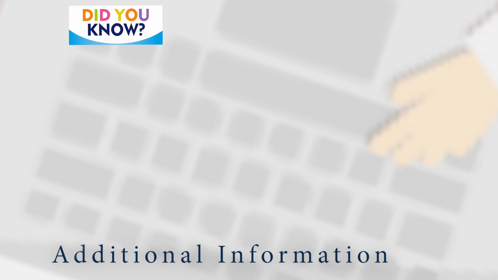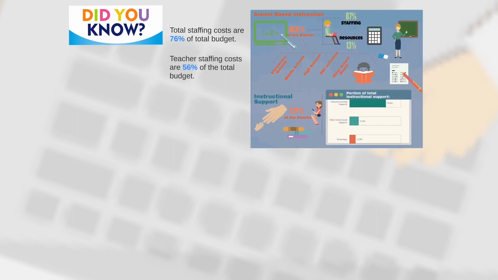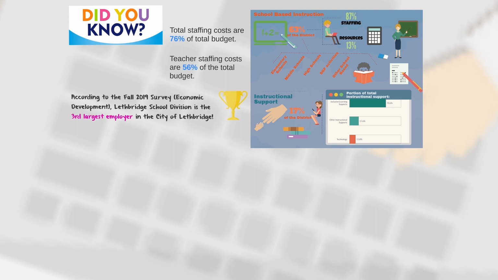Some additional information relating to staffing. Staffing costs account for 76% of the total budget, in which teaching staff relates to 56% of the budget. Within the instructional program, the distribution is even more allocated towards staffing at 87%. As previously discussed, according to the 2019 survey, the division is the third largest employer within the city of Lethbridge.